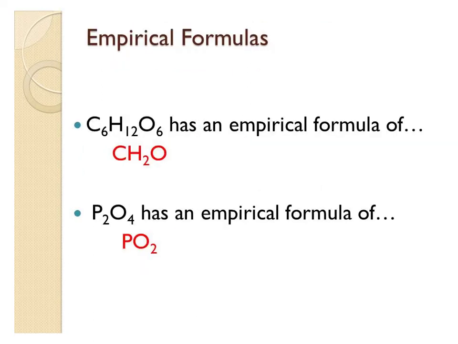For example, the empirical formula of C6H12O6 is CH2O. Now notice that the C6H12O6 is a lot more in detail. It gives you exactly what's in it. But this CH2O is just telling you in general, look, there's carbon, there's hydrogen, there's oxygen. That's just the general baseline of what's in it. Same thing with this one, diphosphorus tetraoxide. PO2 would be the empirical formula. It's still phosphorus, it's still oxygen, it's just not telling you exactly what would be in the real formula.